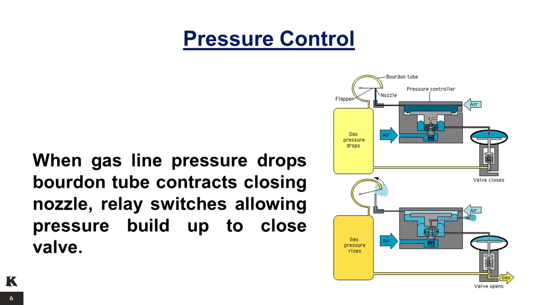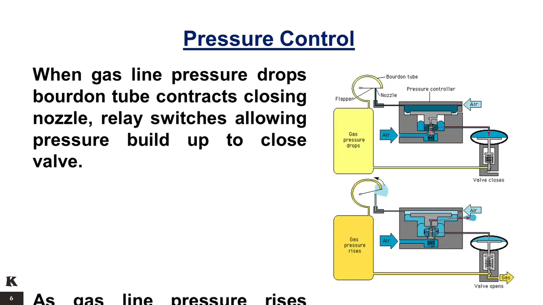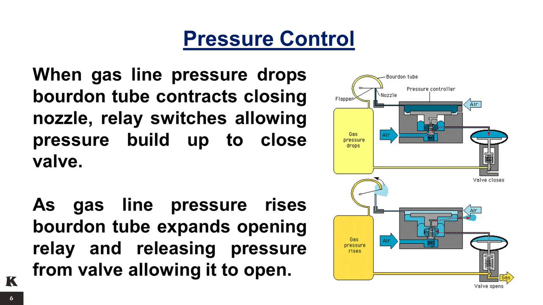Pressure control. When gas line pressure drops, Bourdon tube contracts, closing nozzle, relay switches allowing pressure build up to close valve. As gas line pressure rises, Bourdon tube expands, opening relay and releasing pressure from valve allowing it to open.